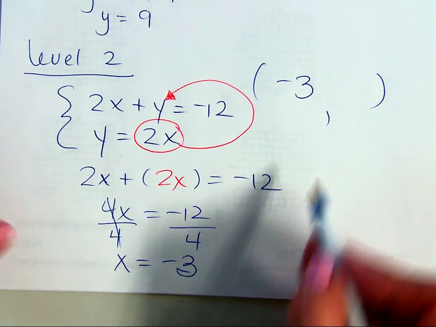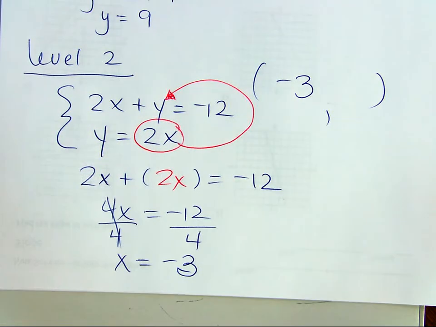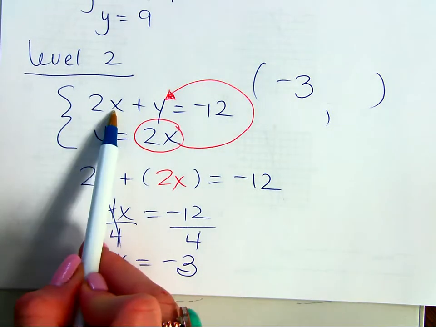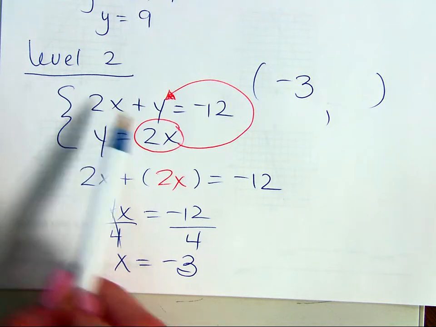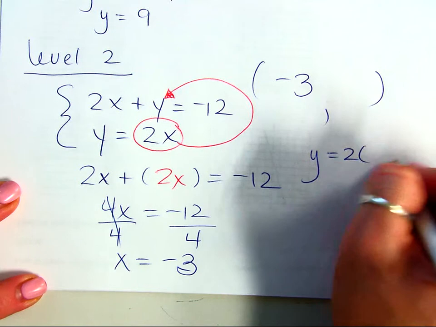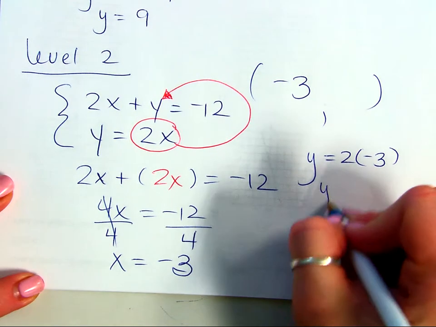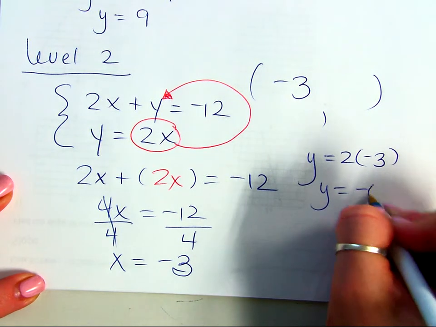So all I have to do with this negative 3 is go back, and here's the cool part. You can't go wrong. Even if you do put it in here, you'll be okay. You just do a little extra work, which I know you don't want to do. So the y is equal to 2 times whatever your x was. So that means your y is actually negative 6.